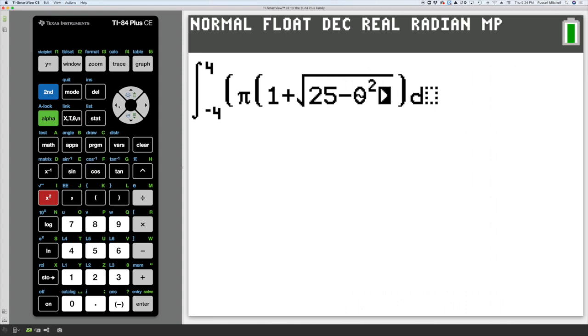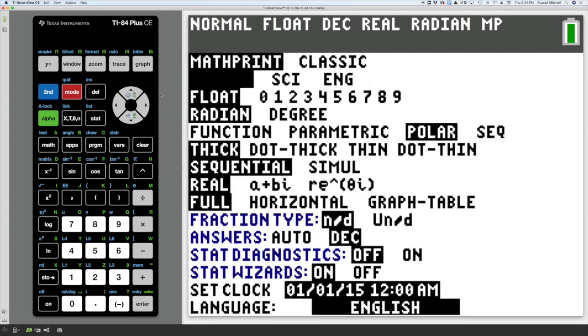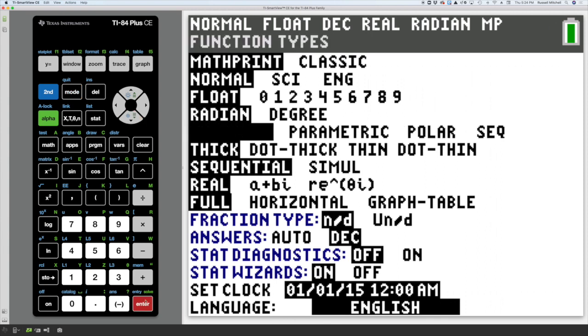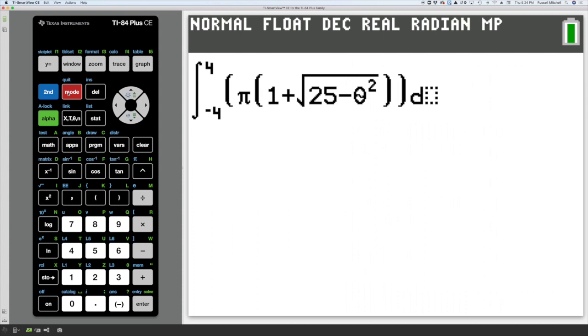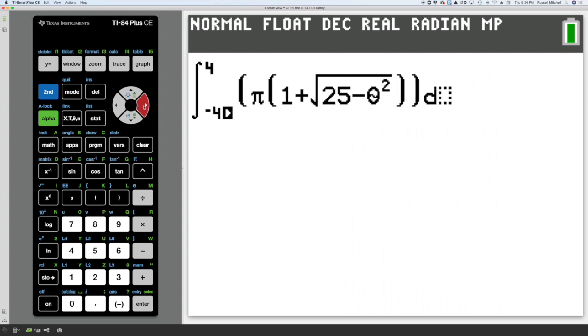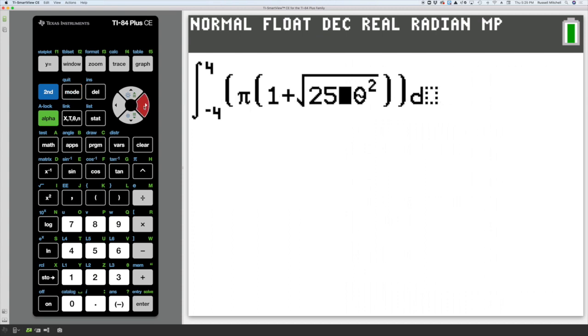Whoa. Okay, hold on. I forgot we're in a different mode with Calc BC right now, so I got to switch. Okay, we're in polar mode, so that's why it gave me a theta. I want to be in function mode. Sorry about that. Okay, and so back over here, when I type this, it's not going to be theta, it's going to be x. Okay, so there we go.